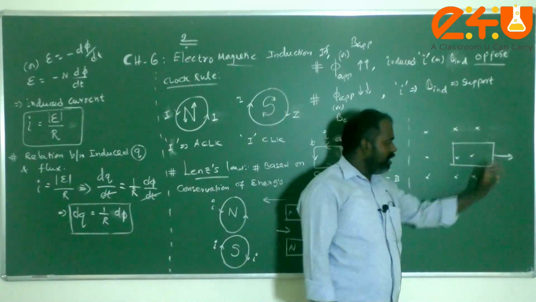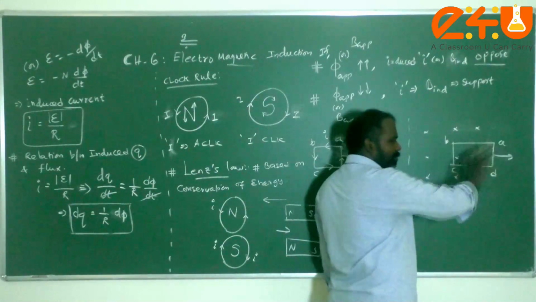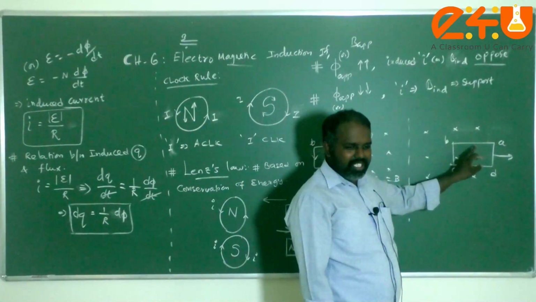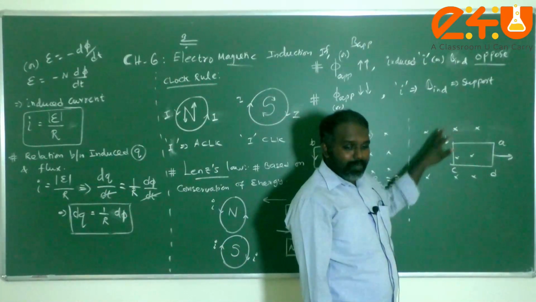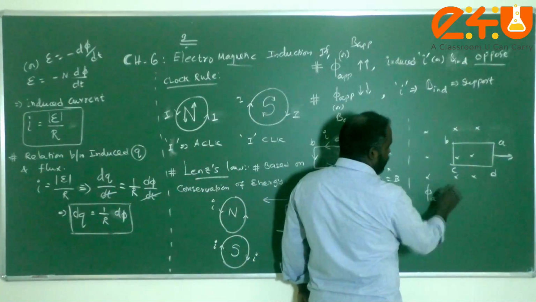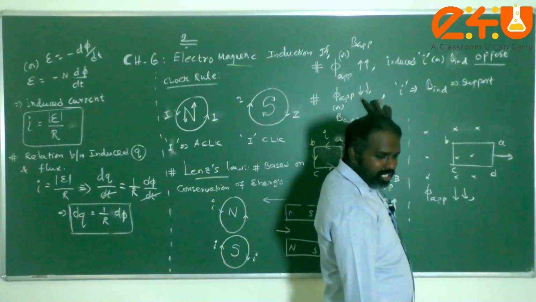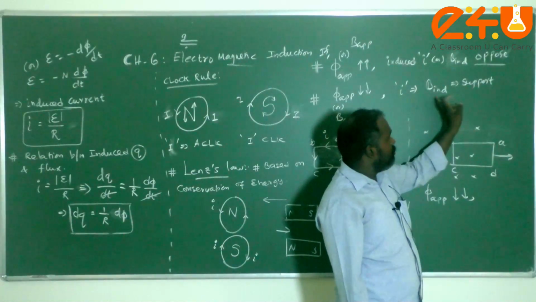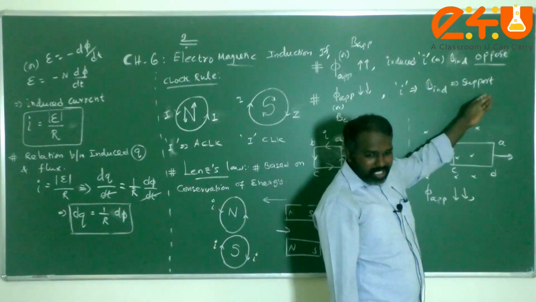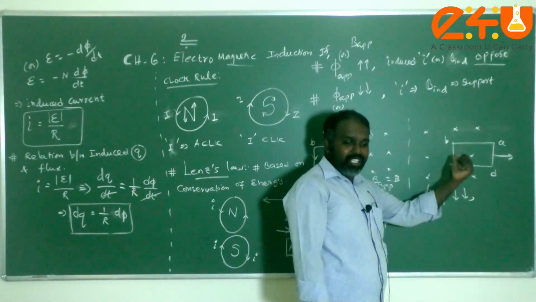When this rectangular loop is coming out of the field, the area within the magnetic field will decrease. That means the flux due to the applied field will decrease. When the applied flux decreases, the induced field should support it. Support means the same direction. That means the induced field also should be normally inward.